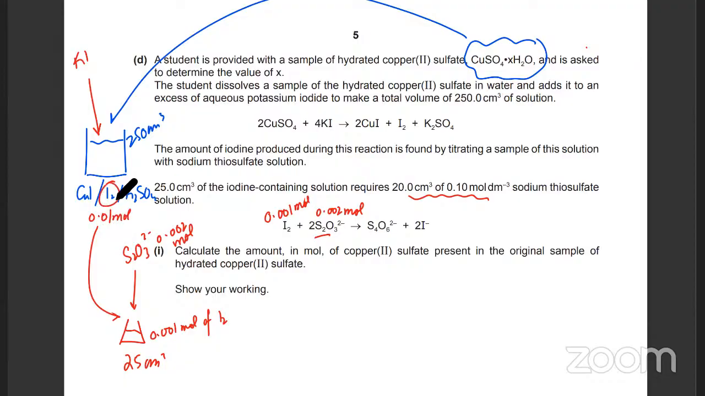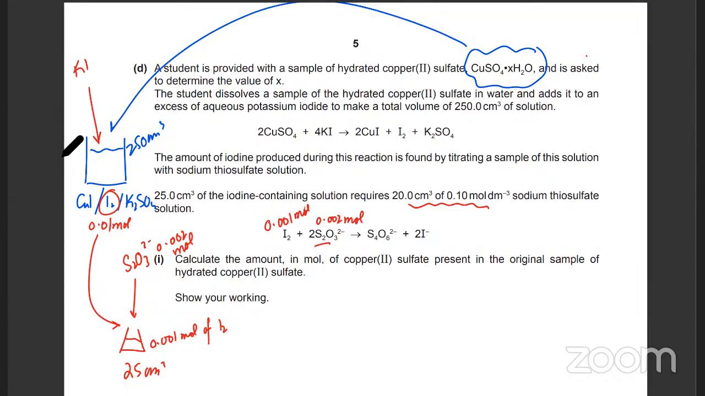Okay, is that clear? Yes, sir. Okay, 25 में ये था तो 250 के अंदर it's going to be 10 times more. So you figured out the amount of iodine in the original reaction, which was happening over here in the copper sulfate. You figured out the reaction. So it's 0.01 moles.